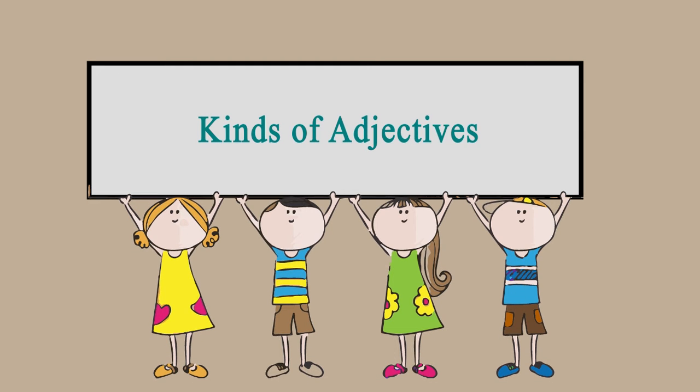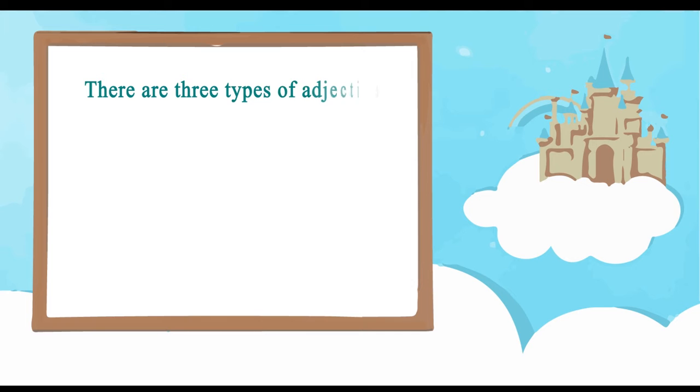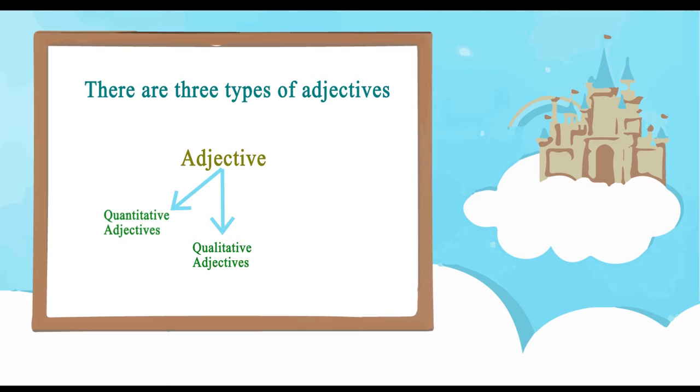Kinds of adjectives. There are 3 types of adjectives: qualitative adjectives, quantitative adjectives, demonstrative adjectives.